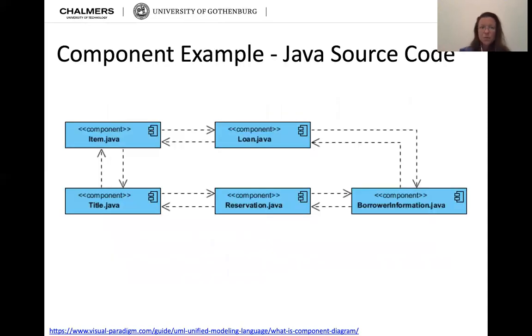So for Java source code here, for example, there are a couple of components around an item that is connected to loan, that is connected to borrow information, that is connected to reservation, and that is connected to title. So all of this is going in a happy circle. There is a circular dependency that I'm not sure of whether that's great. Maybe that is exactly why we needed the component diagram to figure that out.